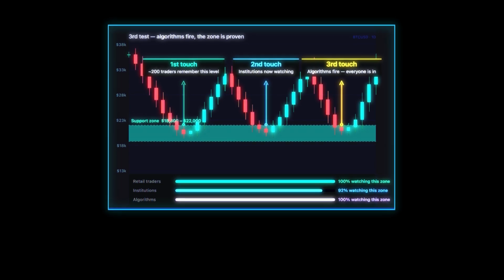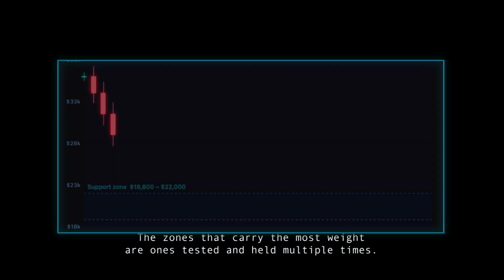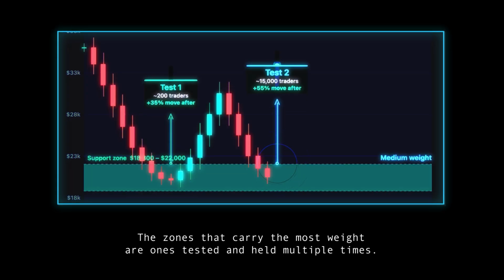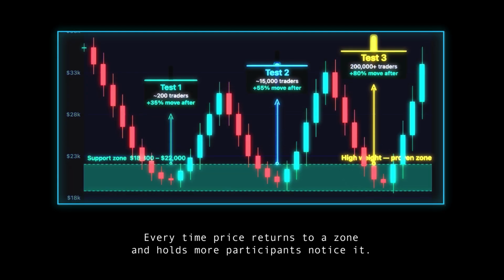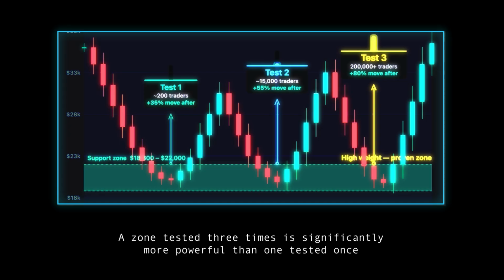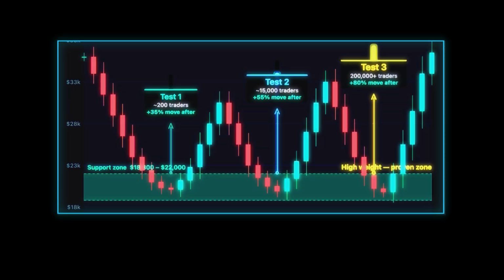The zones that carry the most weight are ones tested and held multiple times. Every time price returns to a zone and holds, more participants notice it. A zone tested 3 times is significantly more powerful than one tested once.